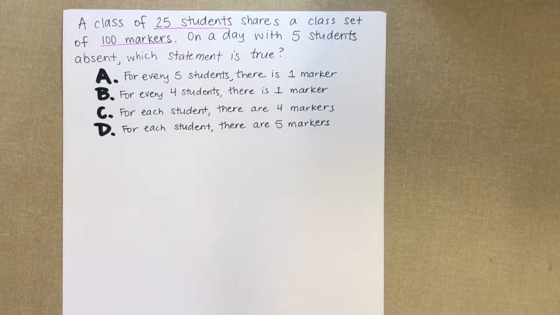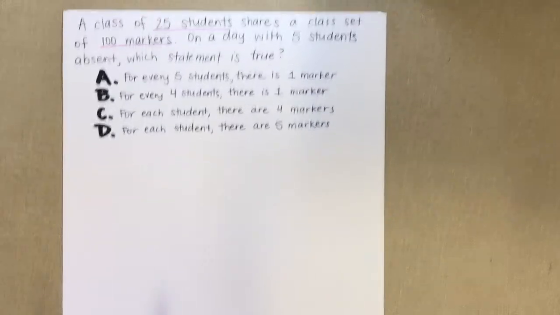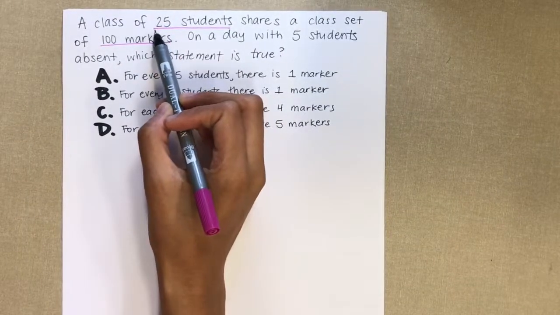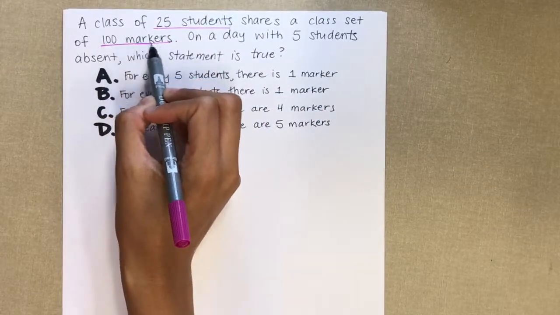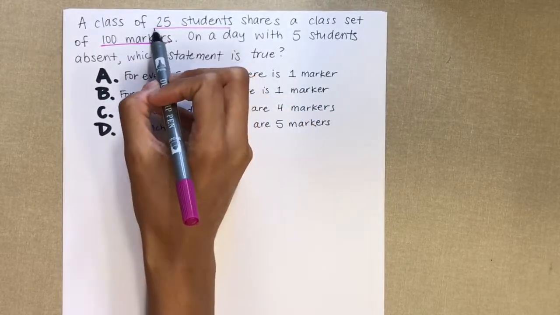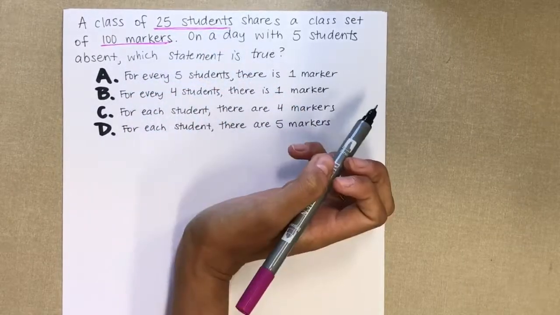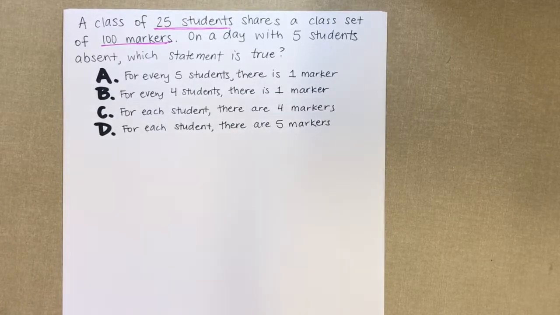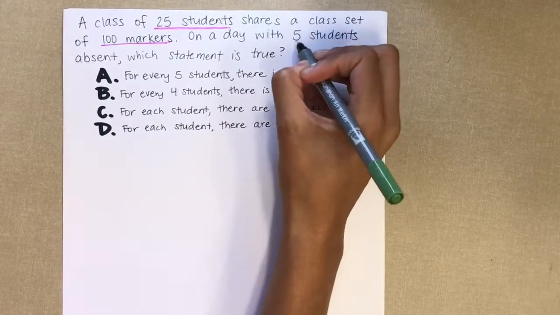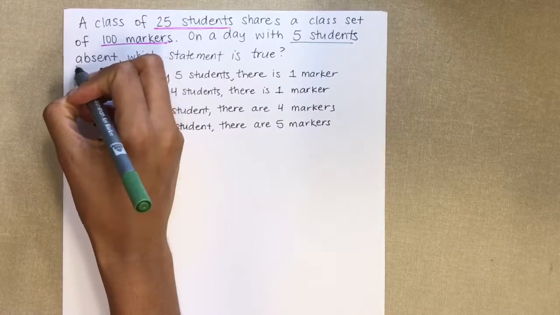All right, so I've underlined the 2 important pieces of information in this problem, that there were 25 students and that they share a set of 100 markers. Now, just given this information, we could solve this problem. But this problem throws another detail at us. It tells us that on a day when 5 students were absent.